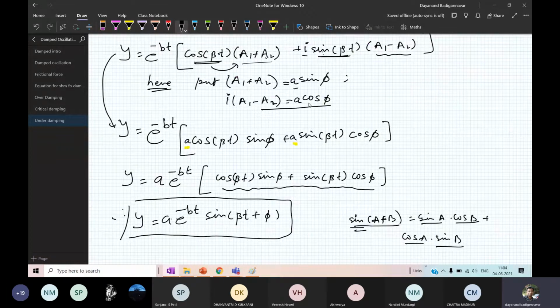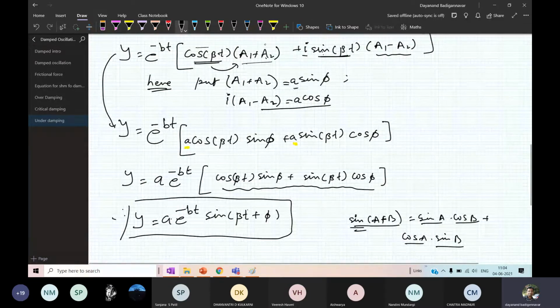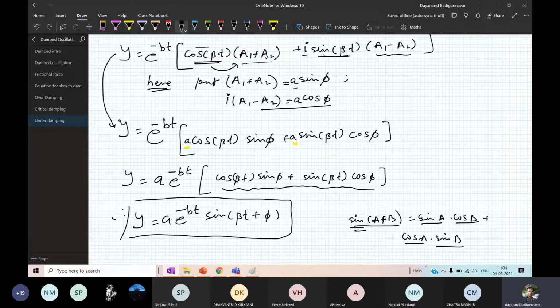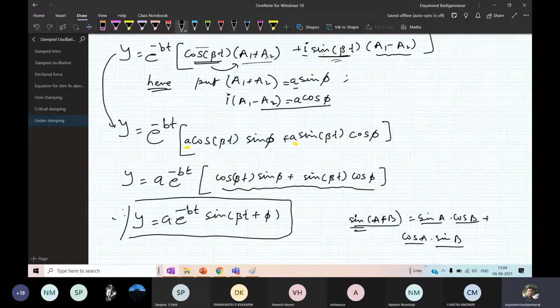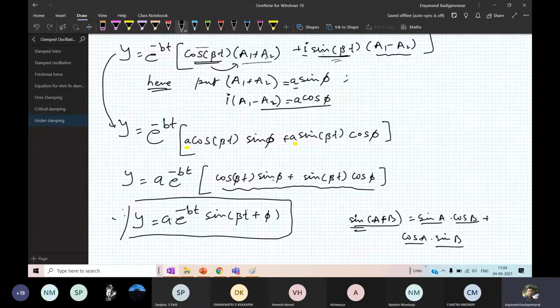So here for a1 plus a2, you have to substitute its complementary. If it is cos here, its complementary is sine, so a sine phi. With sine beta t, its complementary is cos. Therefore, a1 minus a2, I substitute as a cos phi. After doing it, I have a cos beta t sine phi plus a sine beta t into cos phi. So a is common, bring it outside. This is cos beta t into sine phi plus sine beta t into cos phi. This is nothing but a into e raised to minus bt into sine of beta t plus phi.